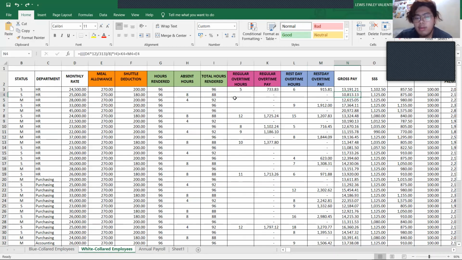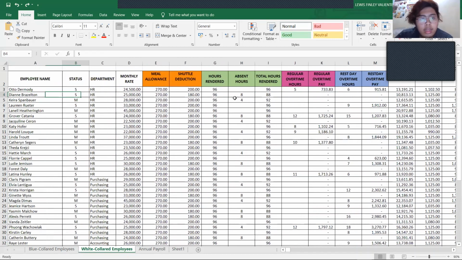For the gross pay, again, we need to get the hourly rate, monthly rate times 12 divided by 313 days, all over 8. Then multiply it by the total hours rendered and add the meal allowance, regular overtime pay, and rest day overtime pay.